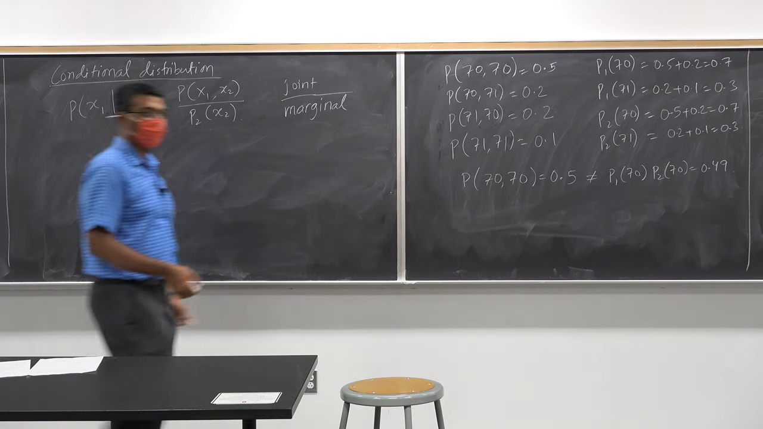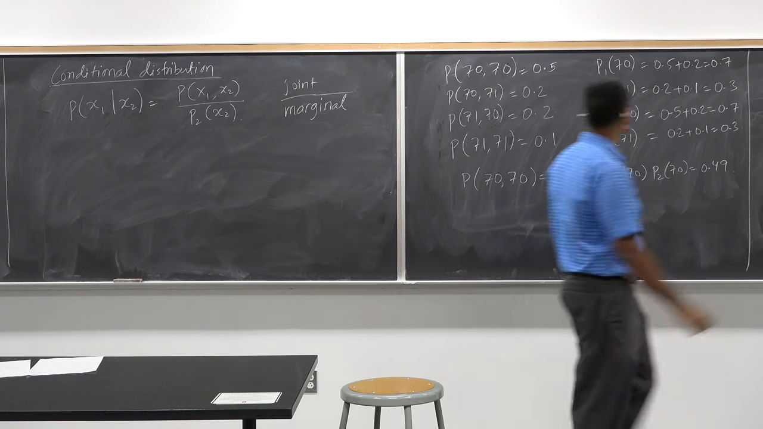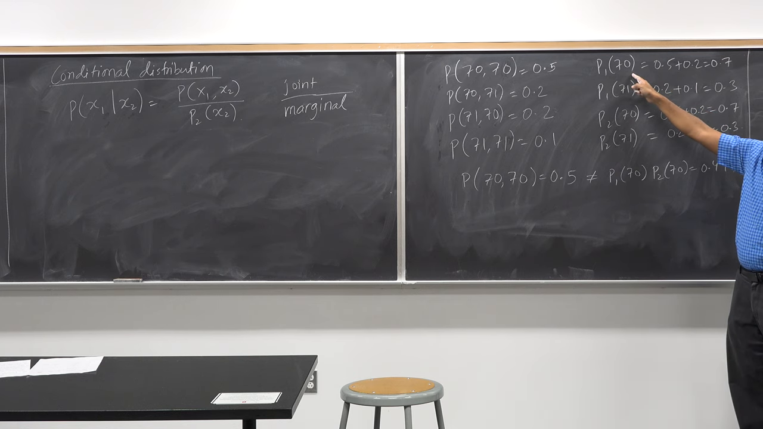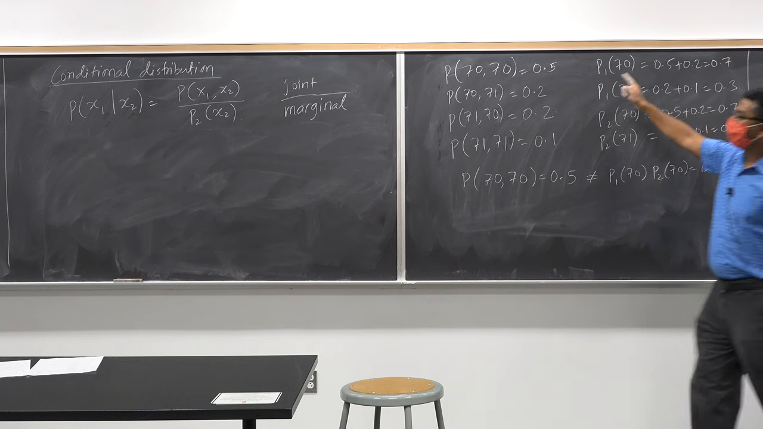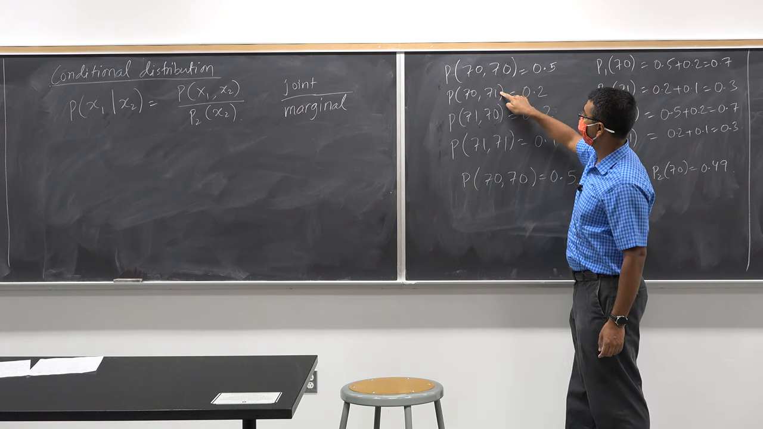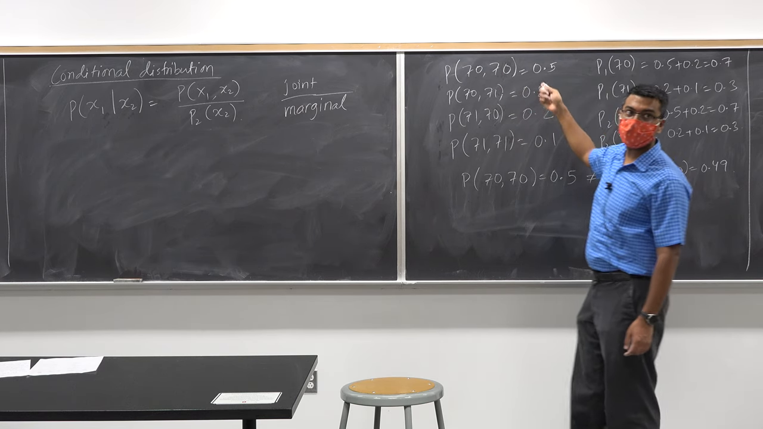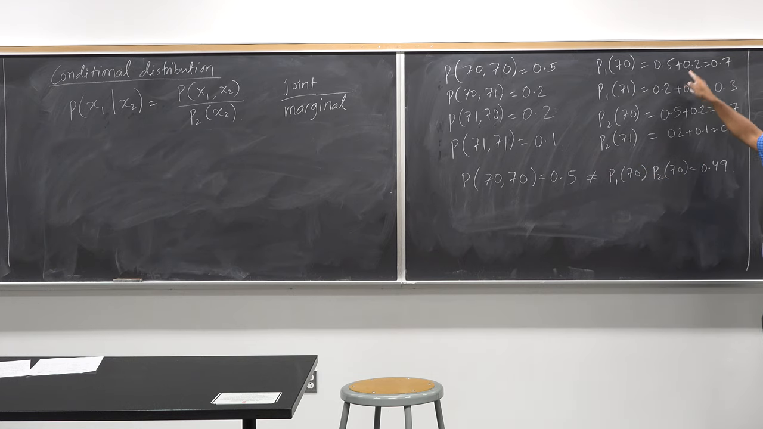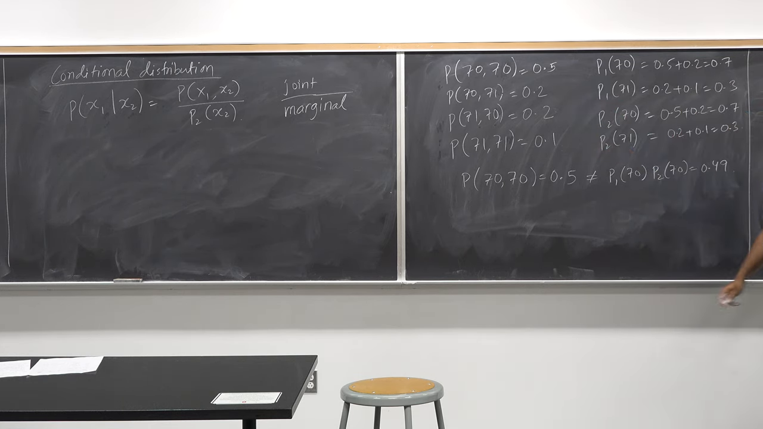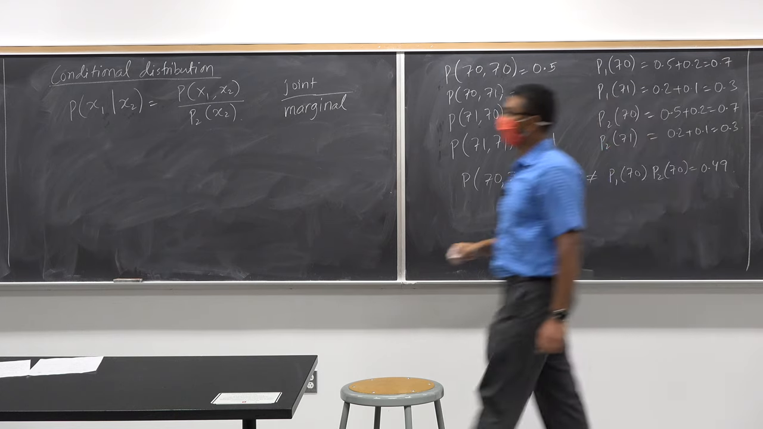Just to make sure, the P1 of 70 means the probability of room 1 having 70 degrees. Yes. You take X2 equals 70, X2 equals 71, and you add it up. So 0.5 plus 0.2. This is still not conditional. Now I'm going to talk about conditional probability.